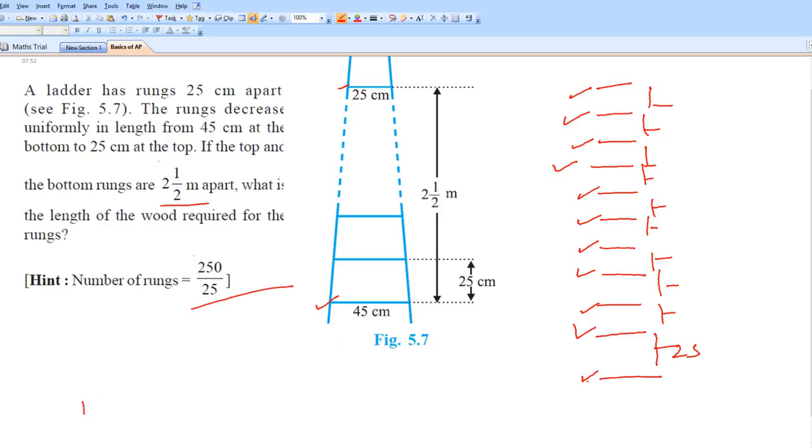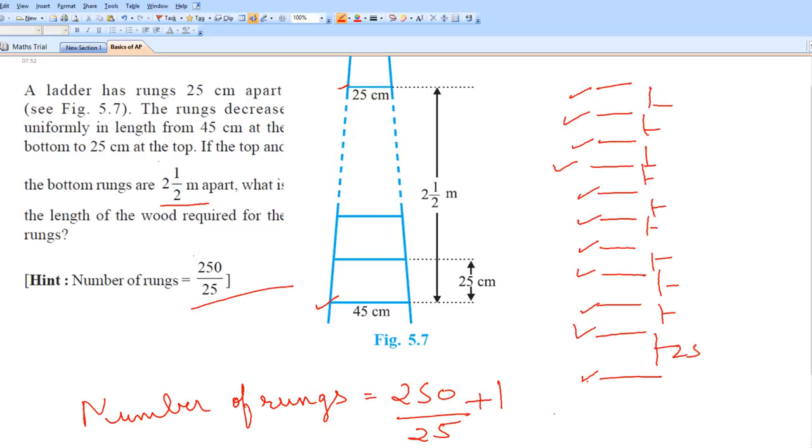This means that the number of rungs is equal to 250 upon 25 plus 1. This is the number of rungs I have.